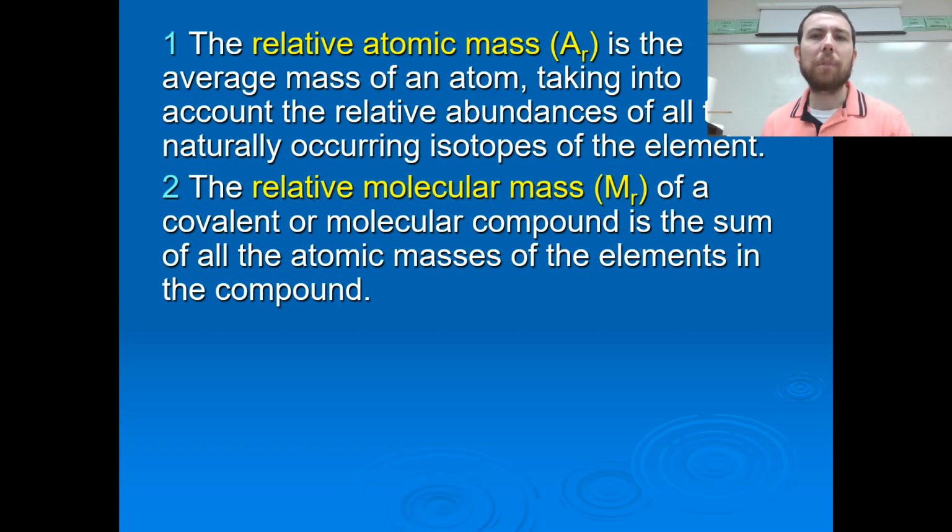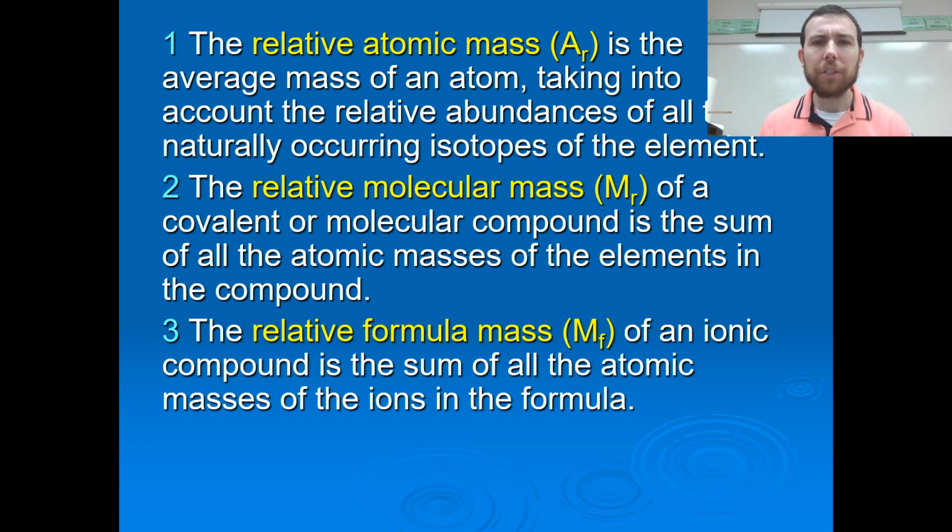Then you've got the relative molecular mass. And so essentially what you're doing there is you're going to be taking the sum of the relative atomic masses within that given compound, this covalent or molecular compound, and you're adding them together, right?